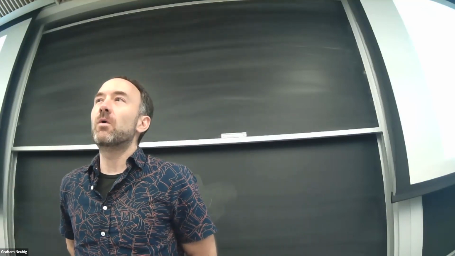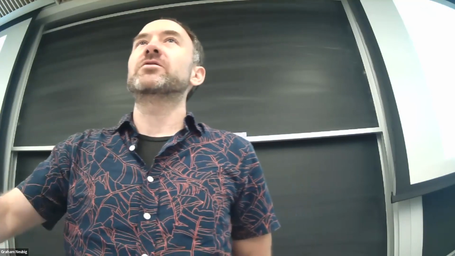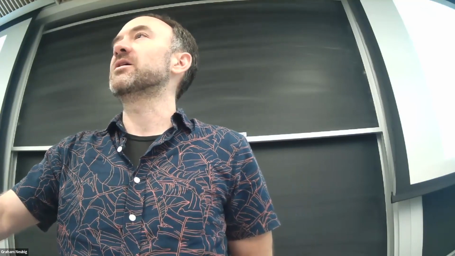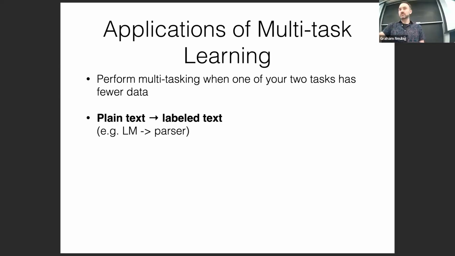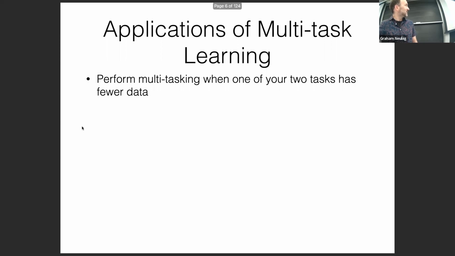Basically, one of the main times when you want to do multitask learning is when one of your two tasks has fewer data than the other one. So we can't see the slides. Oh, thank you for telling me. You should be able to now. Yes. Okay, thank you. Sorry about that. Okay. Fortunately, they were all slides you saw yesterday, so we're starting the new ones now.